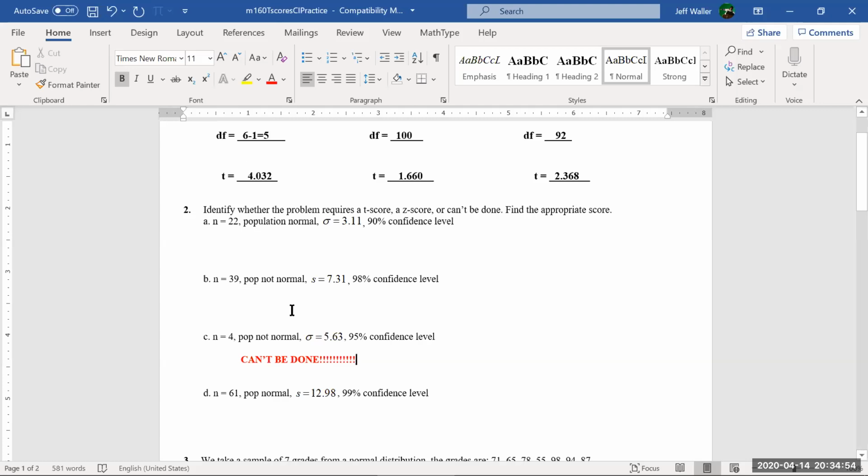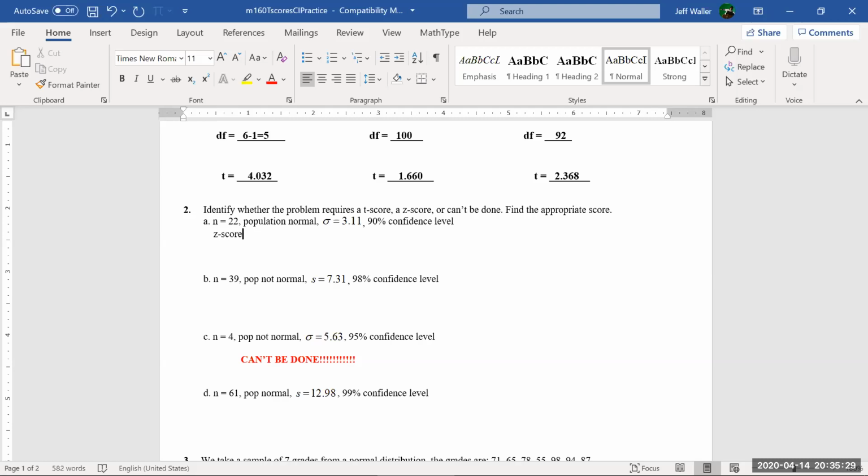And the last one can be done twice over. It's normal and the sample size is big enough just in case. So the other 3 I can do. The whole point of this number 2 is, am I using a Z or am I using a T? So I know I can do something in A, B, and C. They're all normal for one reason or another. What tells me if it's a Z or a T is which standard deviation I know. In this part A, I know the population standard deviation. Therefore, I can use a z-score.